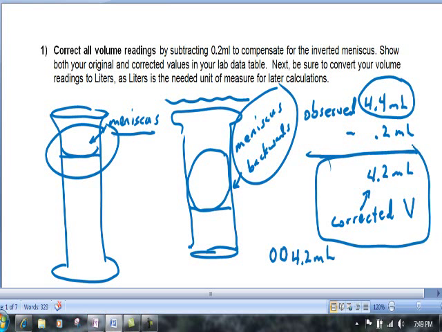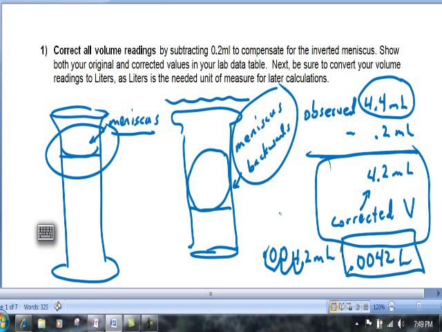We also have to switch the milliliters to liters, since liters is the unit of measure that's used later in the PV equals nRT calculations. Shifting the decimal 3 places to the left will convert our volume to 0.0042 liters, and that's the value we would now use in calculations for the lab exercise.